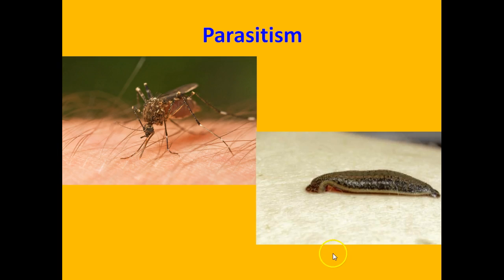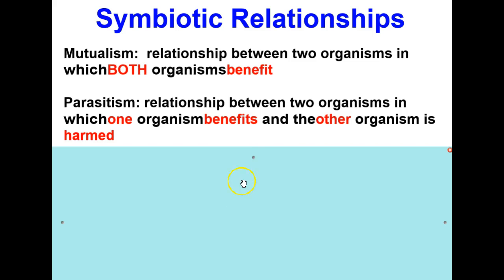Over here, we have a leech that is attached to its host, and of course the leech gets blood from the host, and again the host can be harmed because the leech can give the host diseases or other things, and actually just draining its blood is harmful in and of itself. So both of these are classic examples of parasitism.